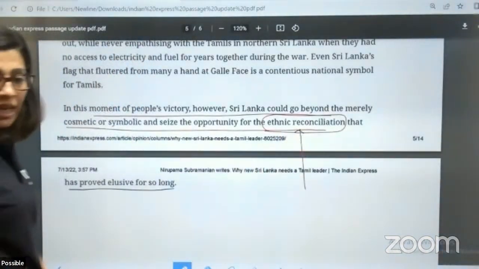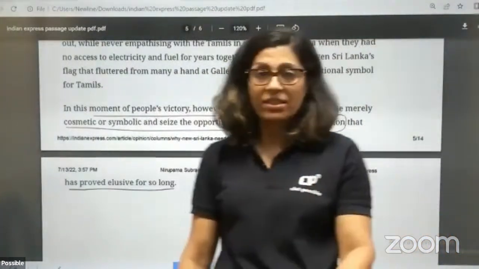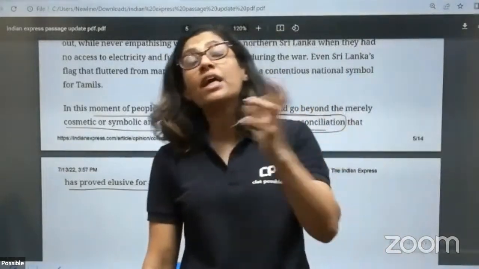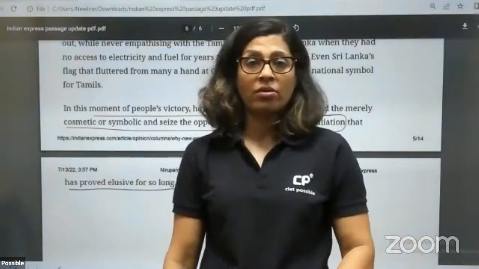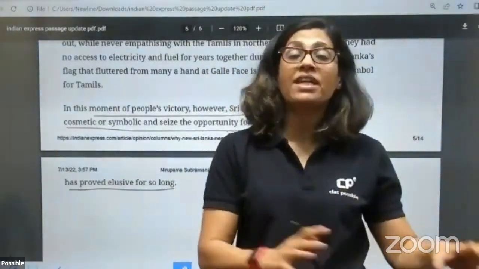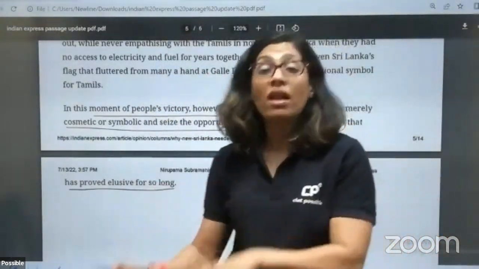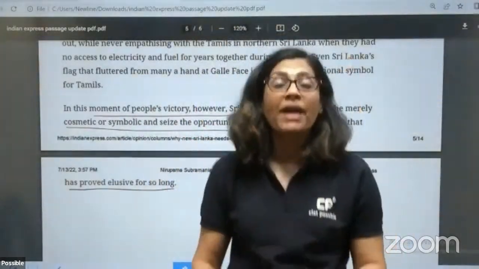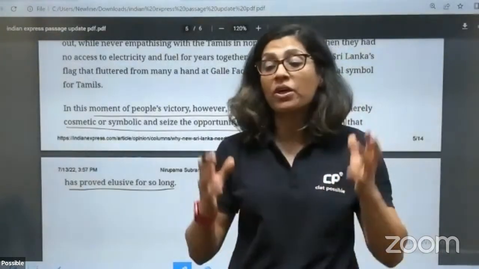So what is the central theme? Here the author begins by praising the public protest, gets into history to bring out a bigger issue, which is ethnic reconciliation. For so many years the minorities were not given their rights in the country. The author feels hopefully they will participate in the government also. And at this moment, Sri Lanka will be able to bring in proper, deeper change.